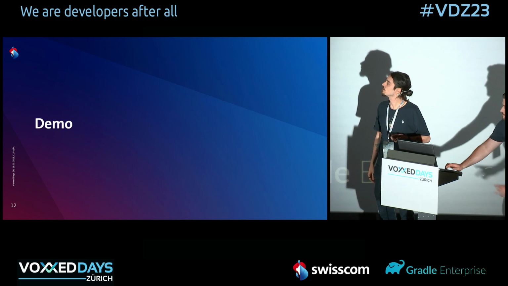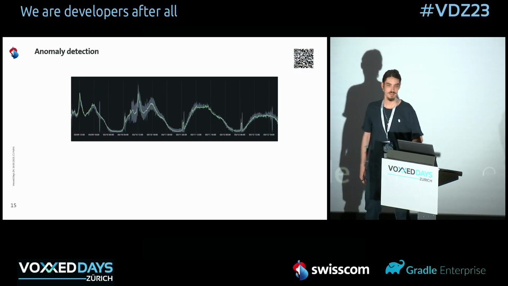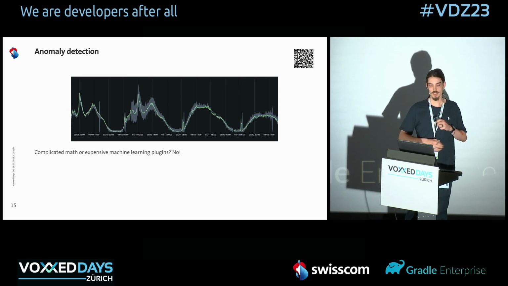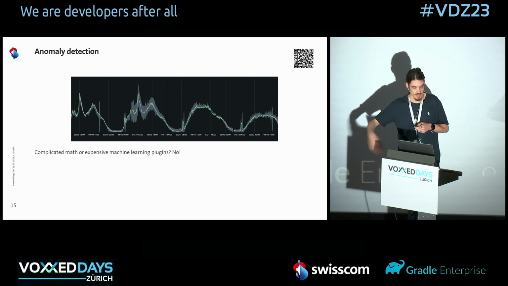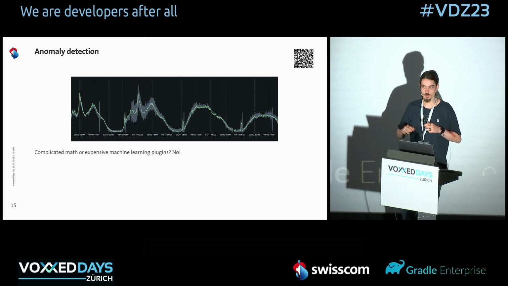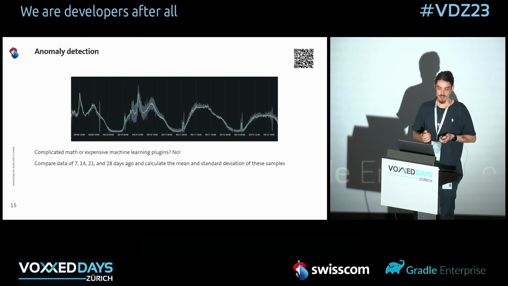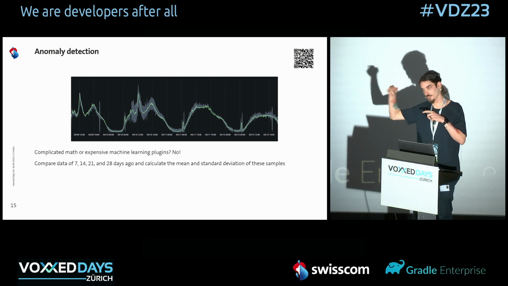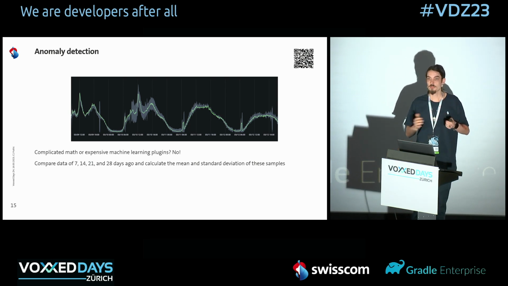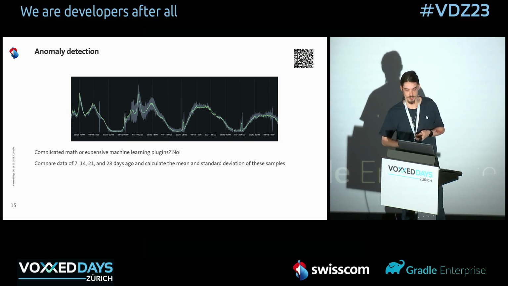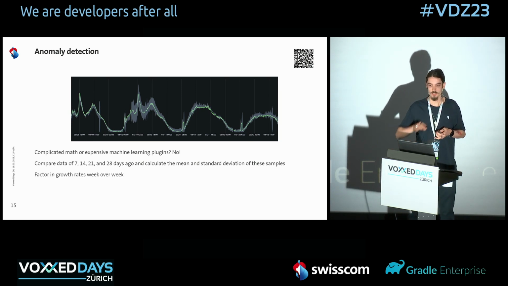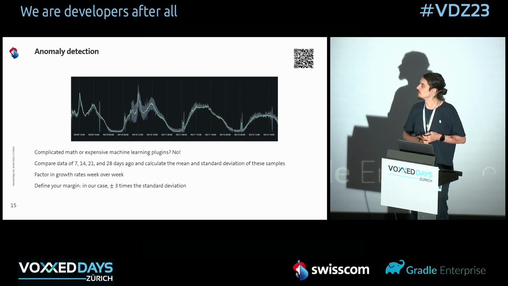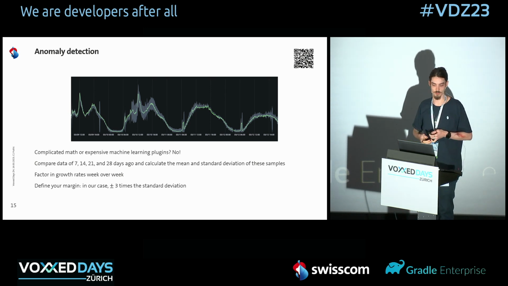And to quickly mention this anomaly detection, it's very simple. There's no big complex algorithm or expensive machine learning solution. No. We do things simple. We take the data of the last week, 2 weeks ago, 3 weeks ago, and 28 days ago to better account for the month rollover. And we calculate some basic statistics like mean and standard deviation. Then we factor in some growth over the weeks, and then define a margin. In our case, plus minus 3 times standard deviation. This is a factor that you have to adjust.